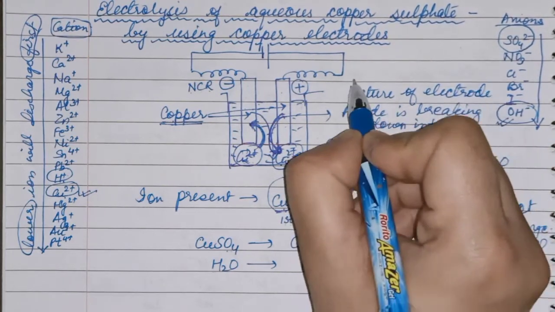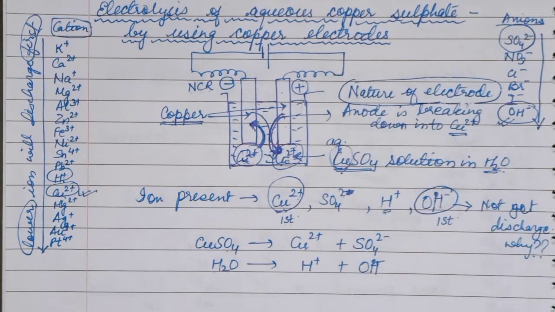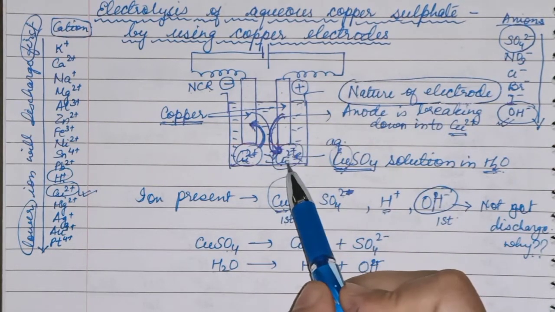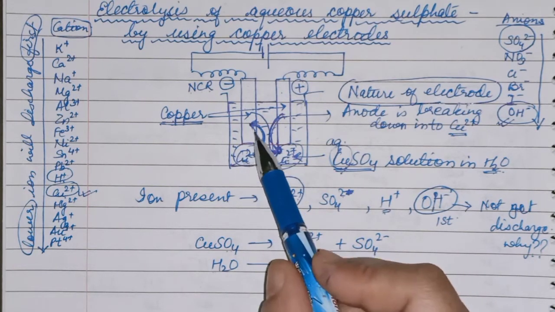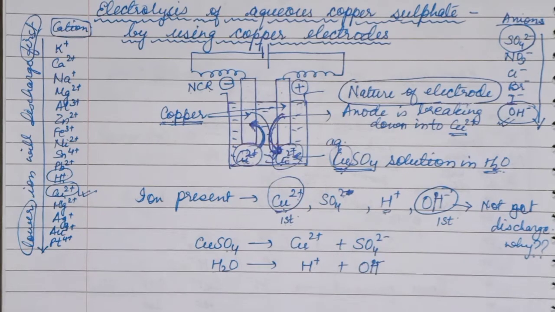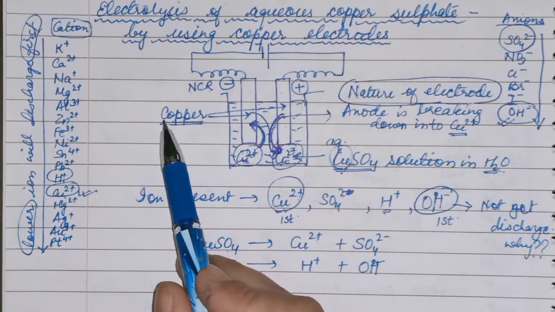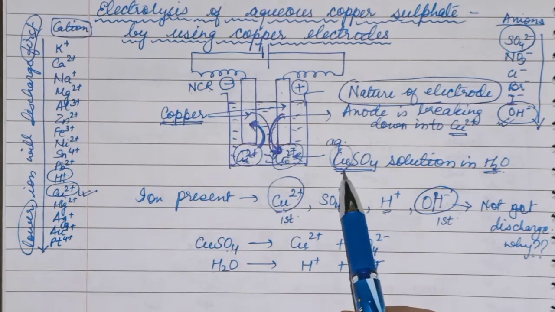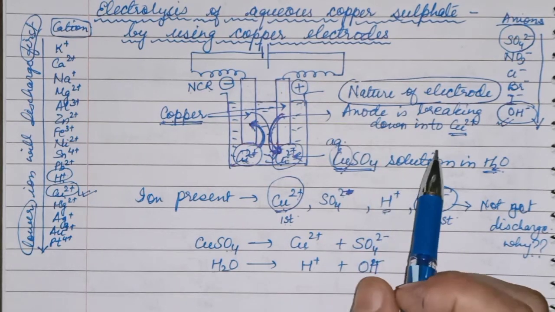Okay, this is called nature of electrode. Here the electrode is breaking down into cations, and these cations are getting deposited at the cathode. Why is it forming like this? Because the electrode and the electrolyte are made up of the same element.